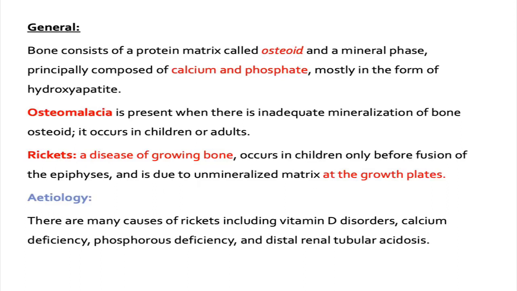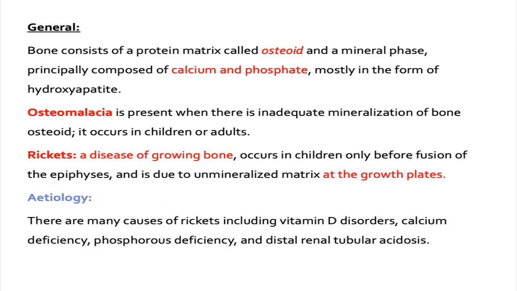In general, the bone consists of a protein called osteoid, and a mineral phase, principally composed of calcium and phosphate, mostly in the form of hydroxyapatite. There are two definitions. One is osteomalacia. Osteomalacia is present when there is inadequate mineralization of the bone osteoid. It occurs in children or adults.